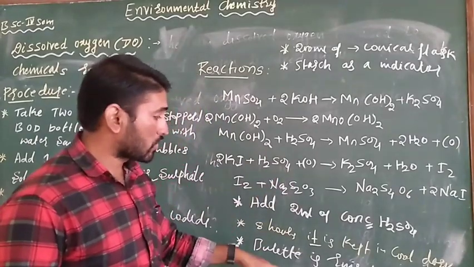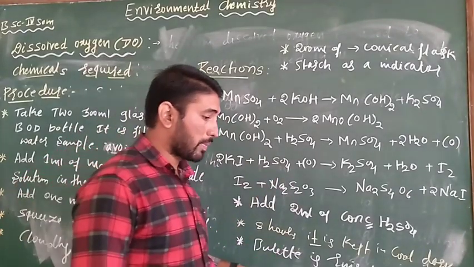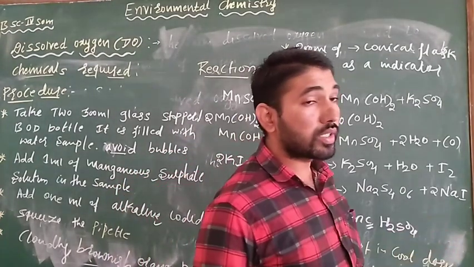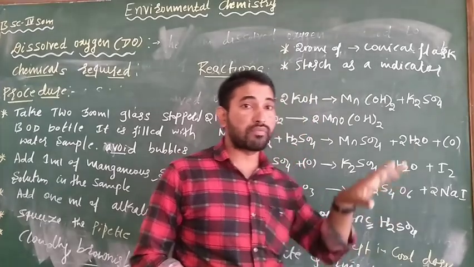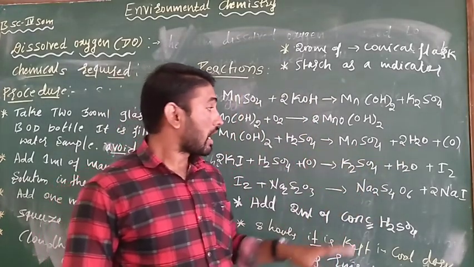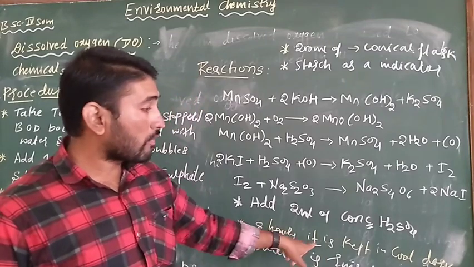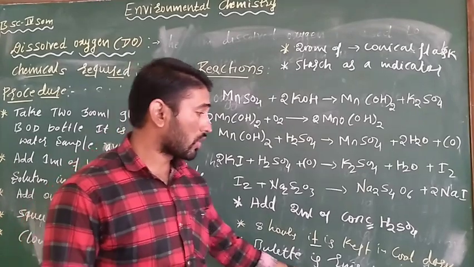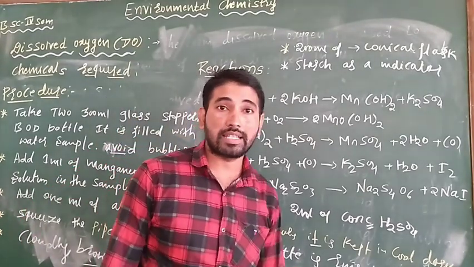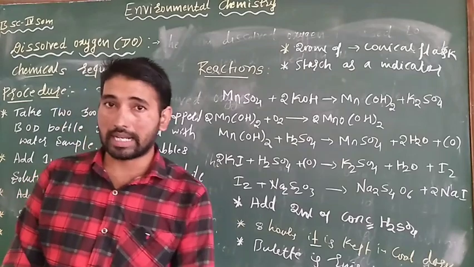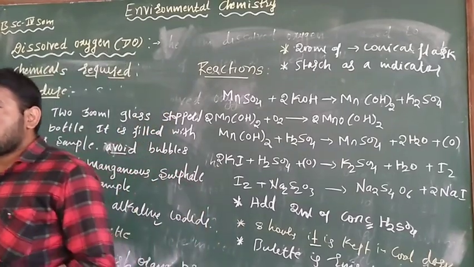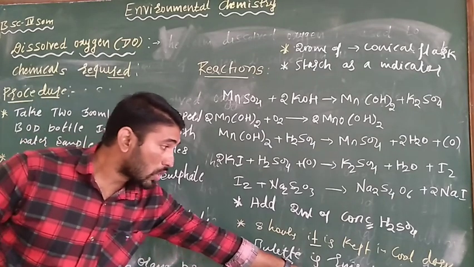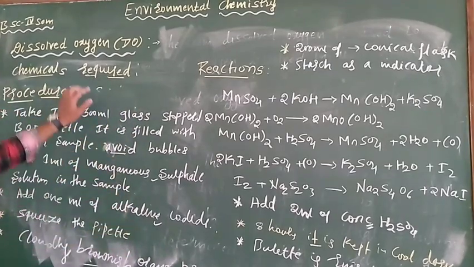Next, rinse the burette with sodium thiosulfate solution, fill it with sodium thiosulfate solution, and fix it in a stand. Take 200 ml of the solution in a conical flask and titrate it with sodium thiosulfate solution using starch as an indicator; the end point is color to colorless. Take 2 to 3 concurrent burette readings, and the sodium thiosulfate solution consumed gives the dissolved oxygen.